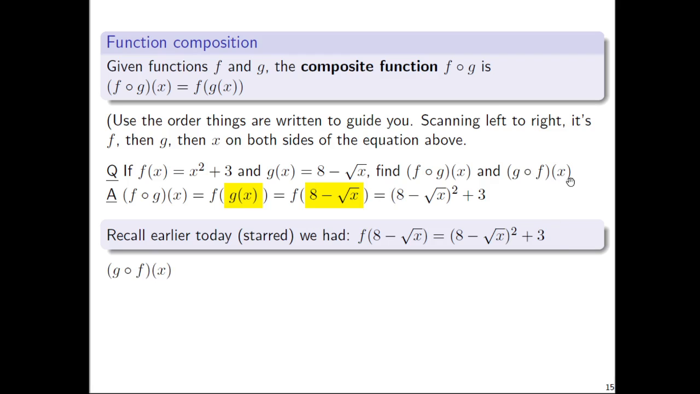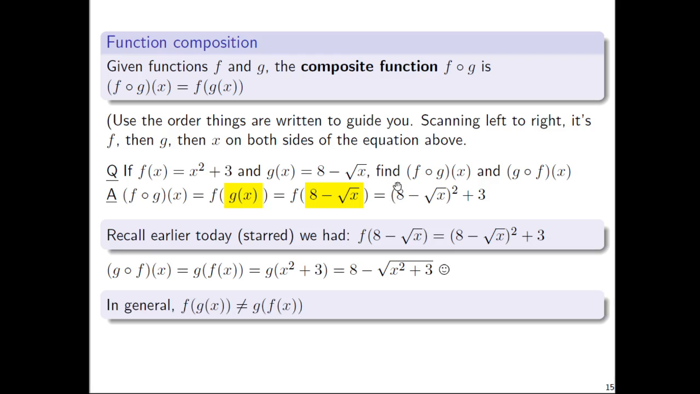We were asked g compose f of x. Now, I know that's not written up here, but with this idea of scanning from left to right, you see the same letters in the same order. So g compose f of x is g of f of x. And so now it makes sense to focus on the inside, where there's this f of x. Replace that with x squared plus 3, because f of x is x squared plus 3. We were told that. Then apply g to the input x squared plus 3. So we will write g of x equals 8 minus root x, but we will replace every x we see with an x squared plus 3 instead, and we'll have 8 minus root of x squared plus 3.